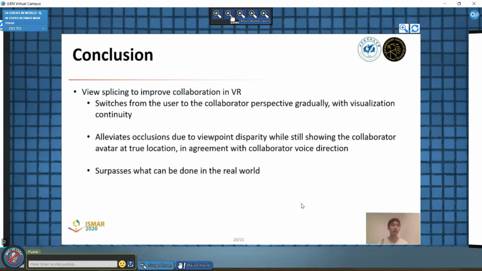In conclusion, we have presented view splicing, a method for improving collaboration in VR. The method allows switching from the user to the collaborator perspective gradually with visualization continuity. This alleviates the occlusions due to viewpoint disparity while still showing the collaborator avatar in agreement with collaborator voice direction. Finally, the method supports what can be done in the real world, where the user has to disambiguate the collaborator's laser dot by changing their viewpoint.